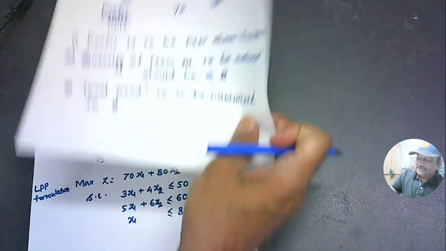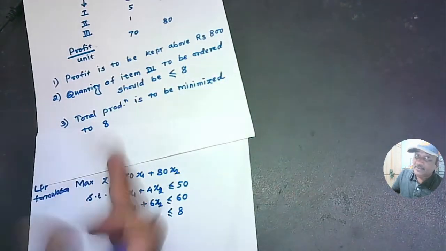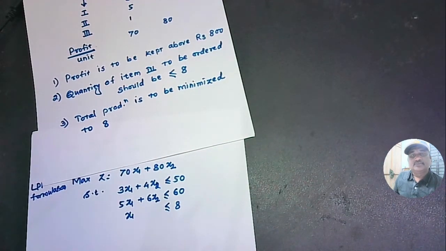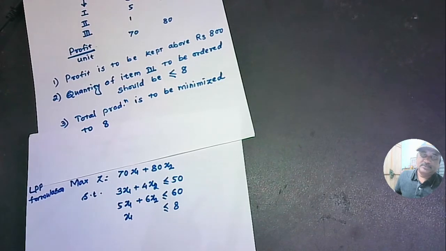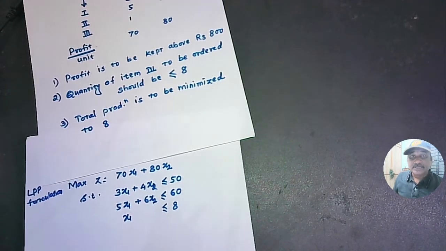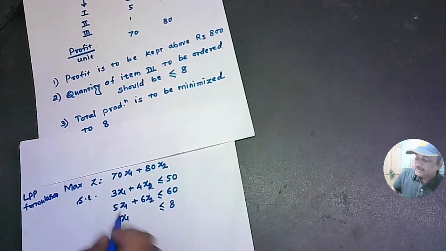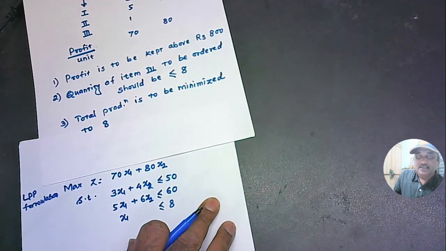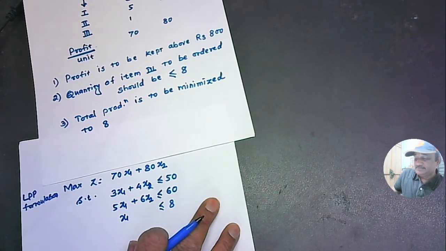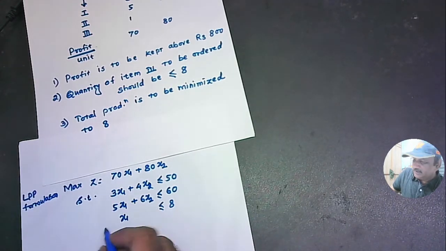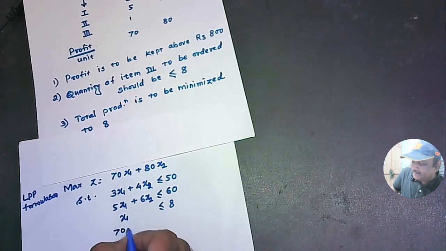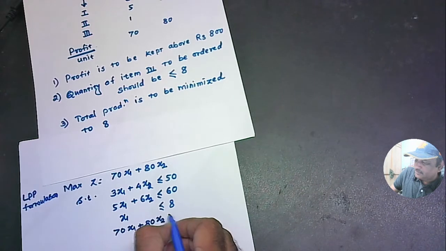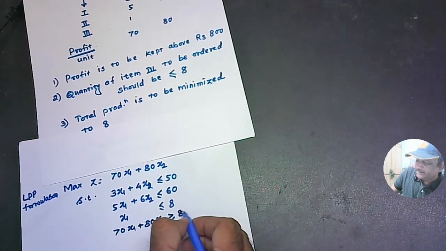In LPP, that is really not needed, but in goal programming, we have to give the target of something called our objectives. But this may be misunderstood as a constraint by LPP programmers, and it will get written as 70x1 plus 80x2 will have to be greater than or equal to 800.